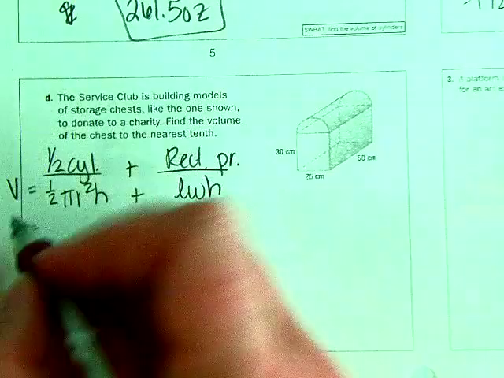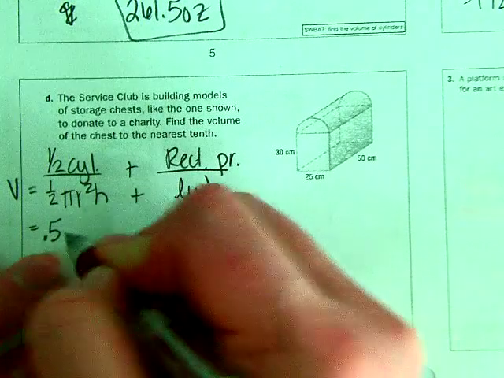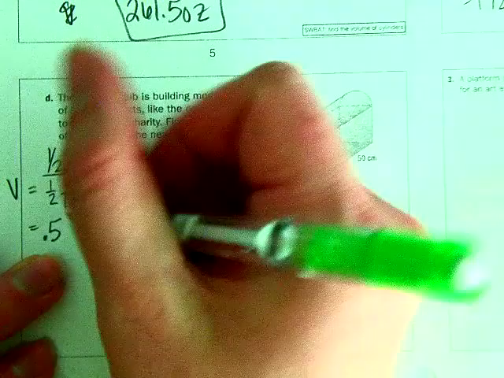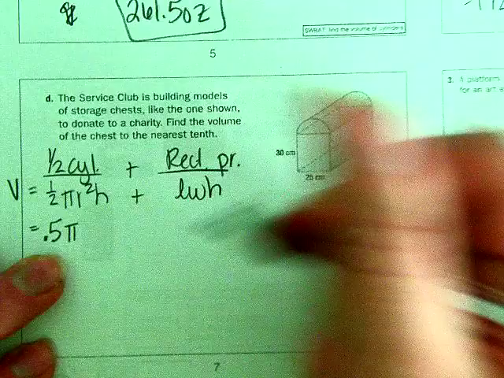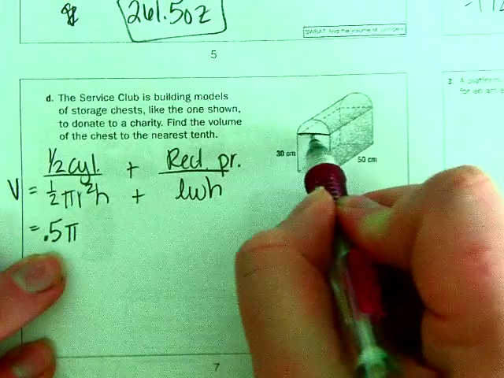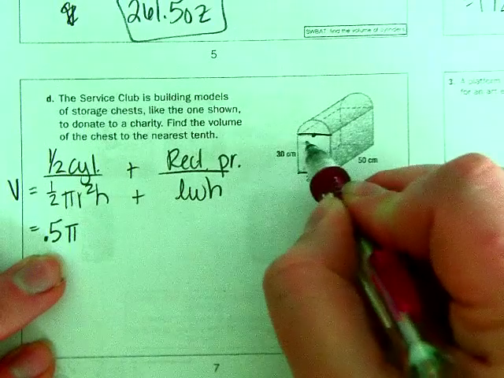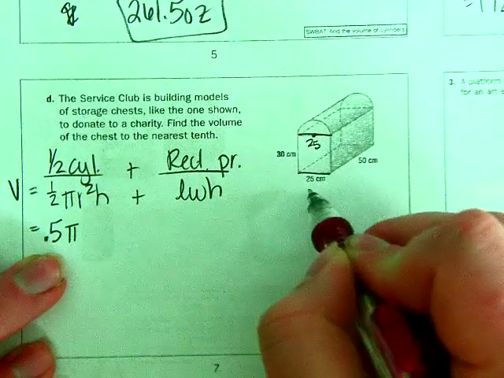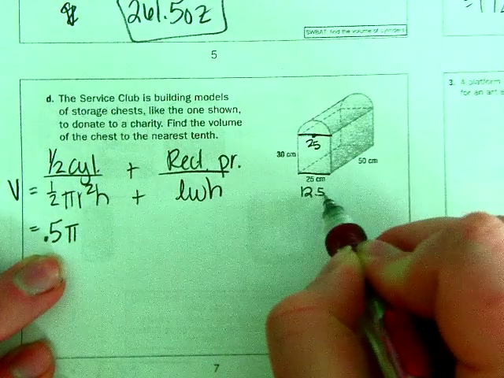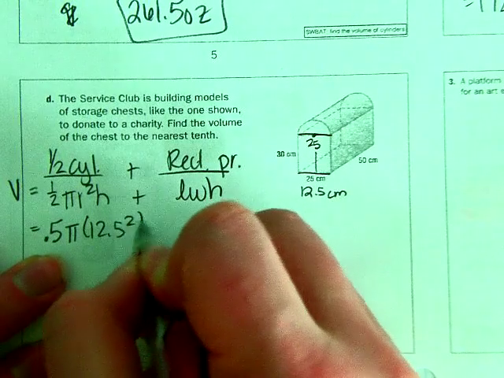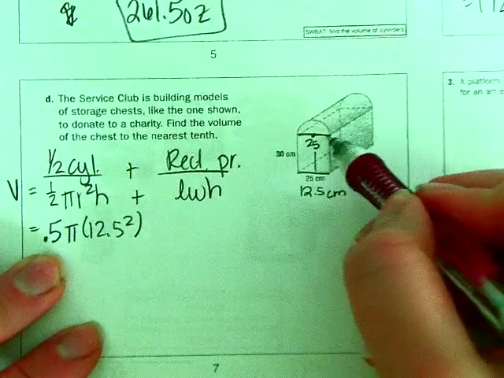Now I can plug in what I know. I'm going to change a half to 0.5. You can do that too. Pi is an ugly decimal, so it's okay to end with a decimal on all of these problems. Pi, the radius, well, that's this distance, half of that. They don't give me that, but they give me 25. So that means that this is 25, and 25 divided by 2 is 12.5. So the radius is 12.5 squared times the height, and the height is the distance between the bases.